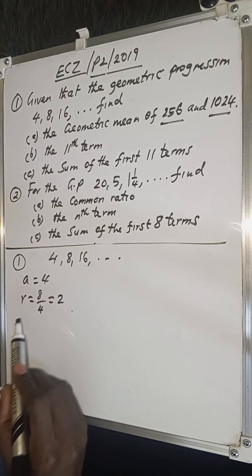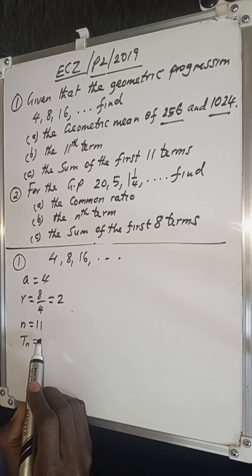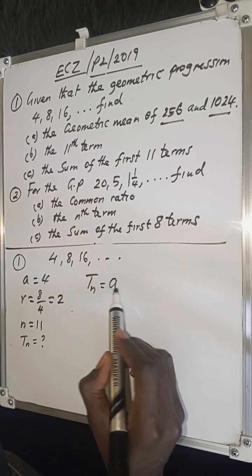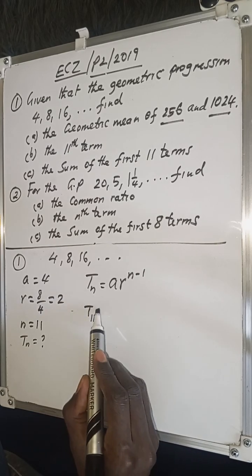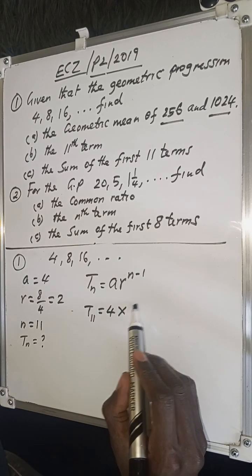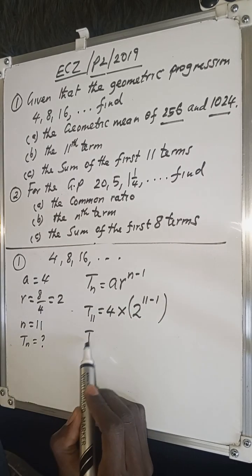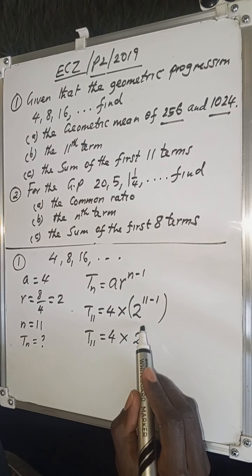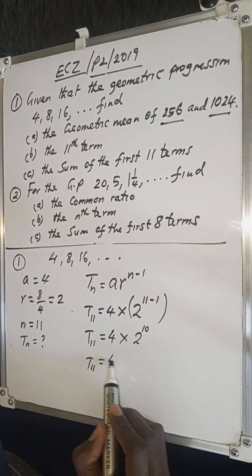Since they want to find the 11th term, it simply means when n is equal to 11, find the term in the 11th position. So you apply the formula: Tn is equal to the first term times the common ratio raised to n minus 1. So T11 is equal to 4 multiplied by 2 raised to 11 minus 1, that will give us 10.